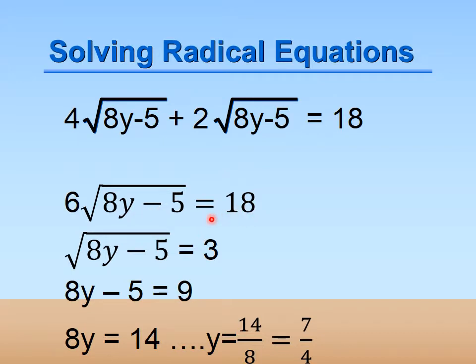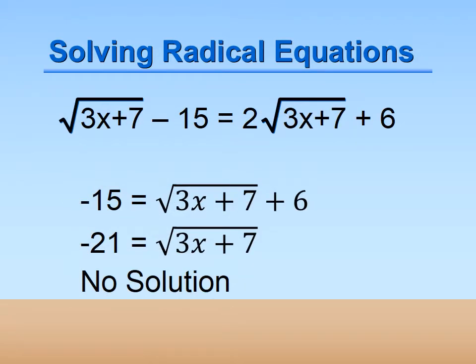So the next step will be to divide by 6. So we get the square root of 8y minus 5 equals 3 because 18 divided by 6 is 3. Then we square both sides. So 8y minus 5, that's what's underneath the radical, equals 9 because 3 squared is 9. So now we solve for y. We add 5 to both sides. So we get 8y equals 14. And so then we divide both sides by 8. So we get y equals 14 over 8, and we reduce that fraction, and we get 7 over 4 as our final answer.